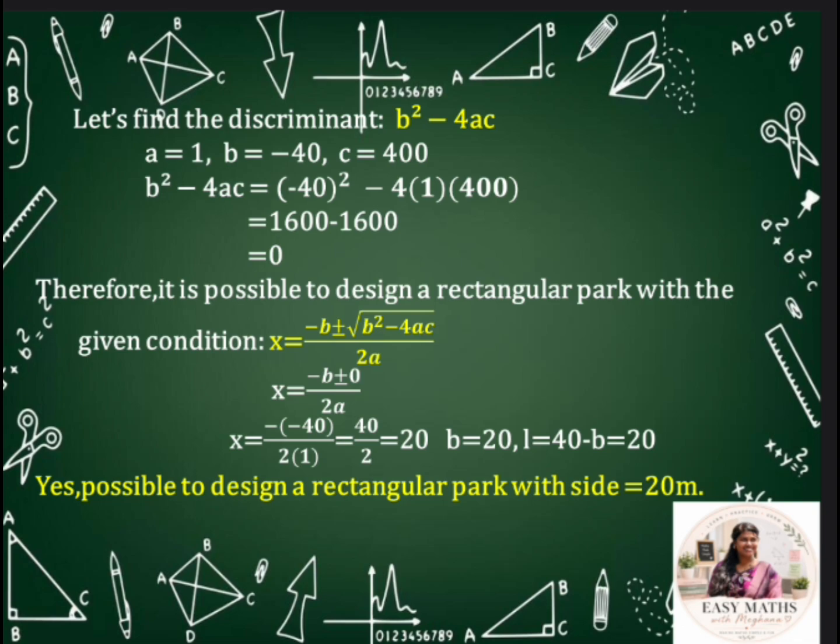So, we have to take the formula x is equal to minus b plus or minus square root of b square minus 4ac, divided by 2a. By substituting the values here, I will get the value of breadth as 20, and length is equal to 40 minus B, that is 20. So, this condition is possible. Yes, it is possible to design a rectangular park with each side equal to 20 meters.